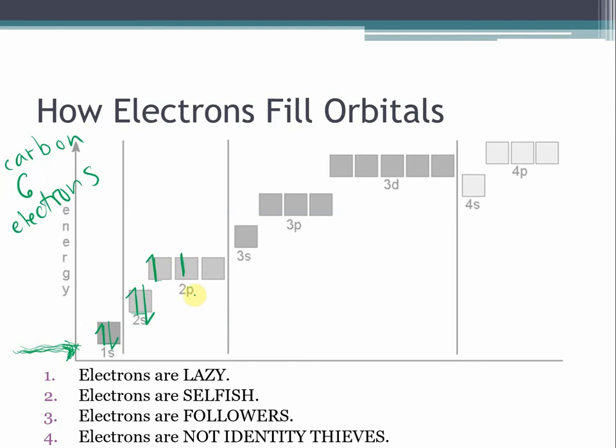And since it's going into the second orbital, where it's in its own space, it's going to be a follower. And it's going to take on the same spin as the electron that we just saw.